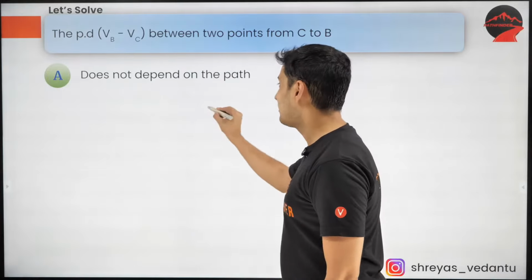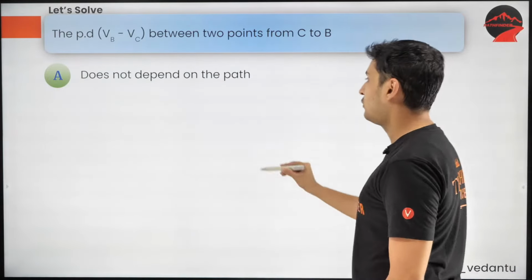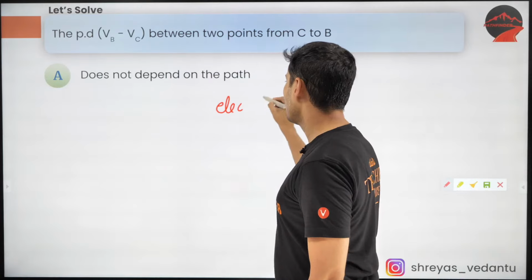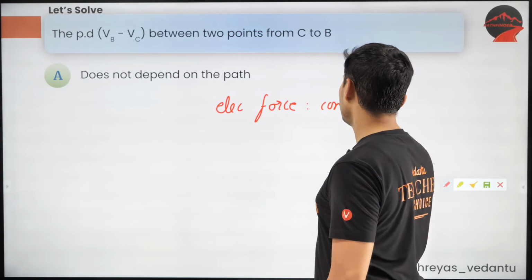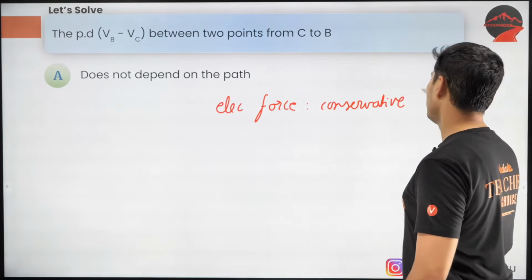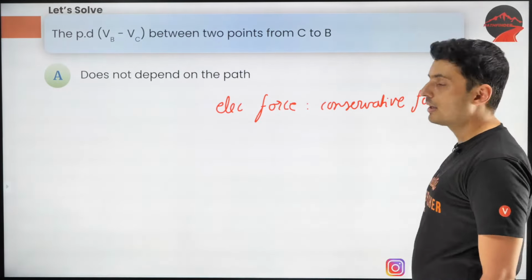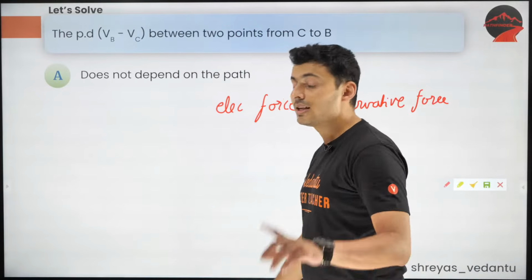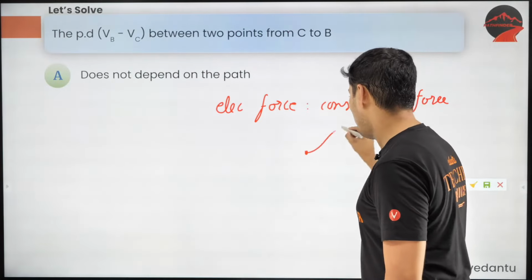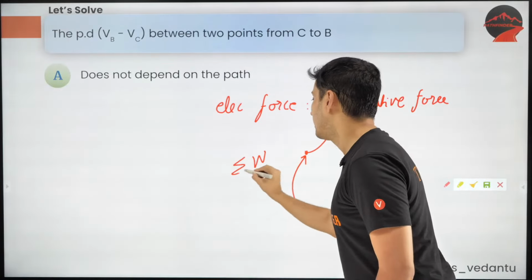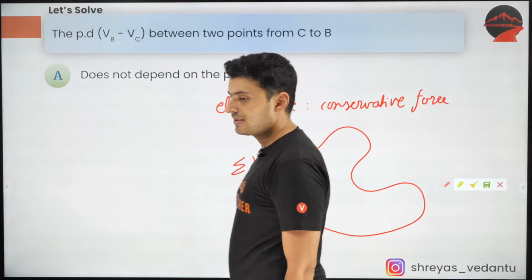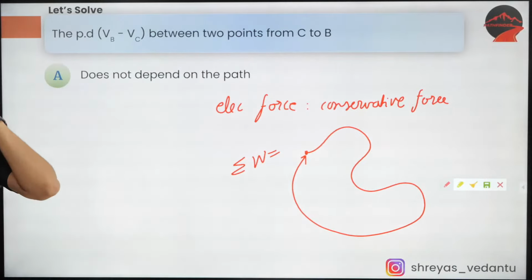In fact, remember this now. Electrostatic force, electric force, what kind of force is it? It is conservative force. Keep this in mind. Electric force is conservative force. It's not path sensitive. So if I start from a point and if I come back to the same point, then the total work done will be how much? Come on, everyone. Let me know the answer.